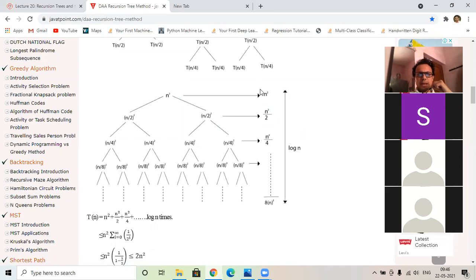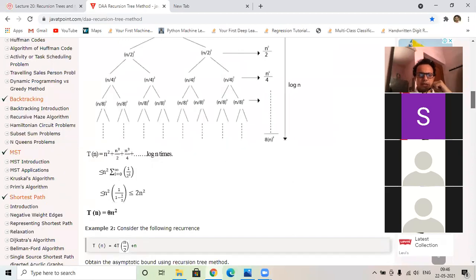So just simply add. Each level needs what? This level n squared, this level n squared by 2, this level n squared by 4. Now add it: n squared plus n squared by 2 plus n squared by 4. It is a GP series. If you add it, it is a summation from 0 to infinity. Infinity is given here because it depends on the problem. So it is 1 by 2 to the power i, and here n squared comes each time, because it is 2 to the power 1, 2 squared, then 2 cubed. That's why it is given here as 2 to the power i.